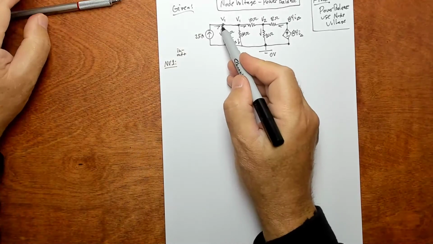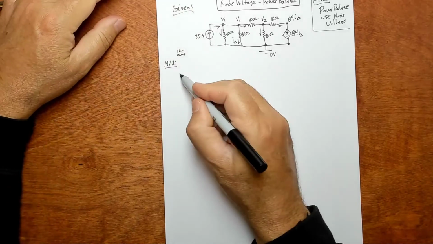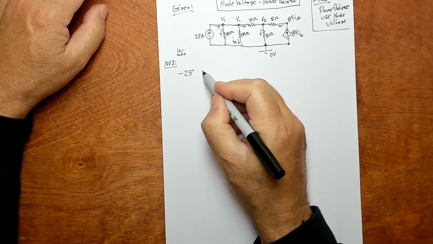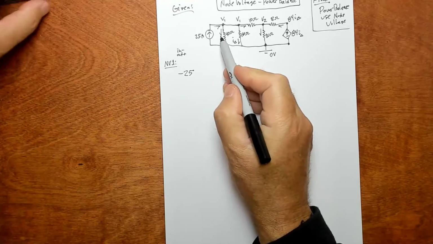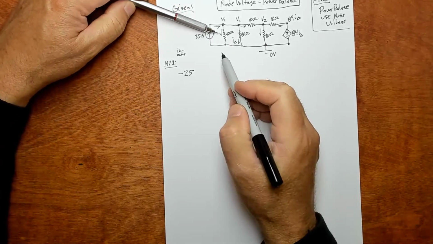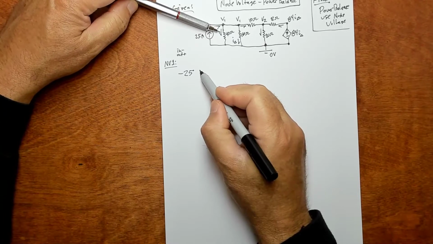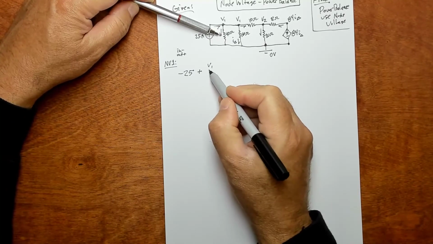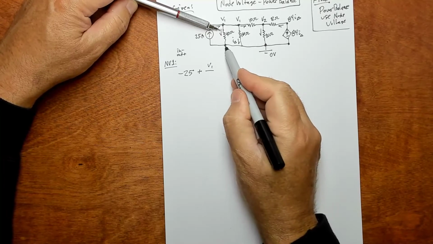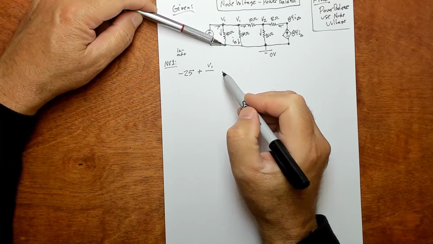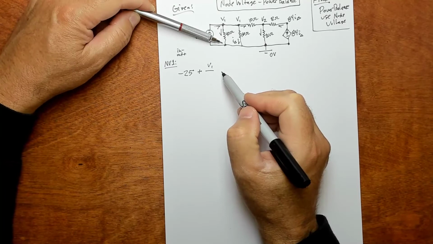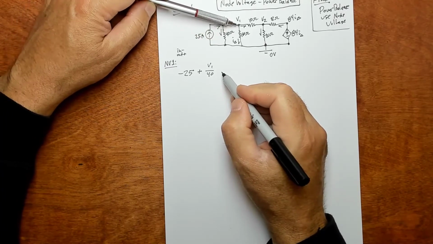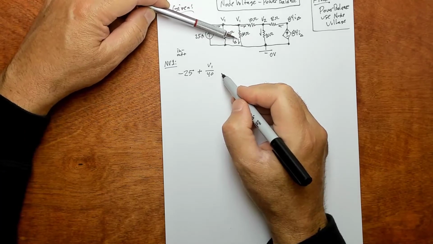And what do I got here? I've got 25 volts coming in, so that's negative. And then I've got this current right here coming out, so it's positive, and the potential difference is V1 minus 0, which is just V1, over 40.